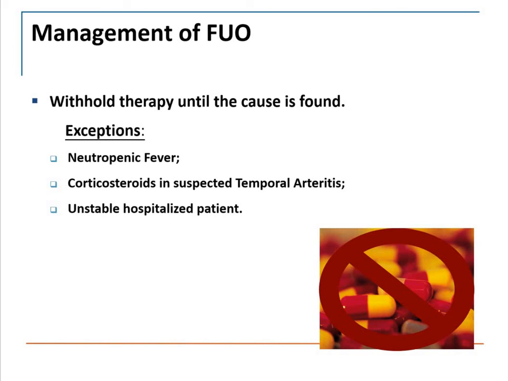Management of fever of unknown origin. You should withhold therapy until the cause is found. But there are few exceptions, like neutropenic fever. Of course, you should prescribe corticosteroids if you suspect temporal arteritis. And of course, you may prescribe antipyretics and even antibiotics for unstable hospitalized patients.